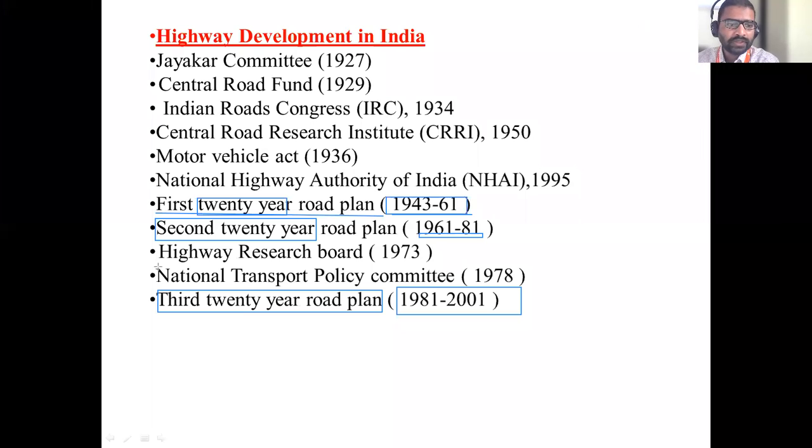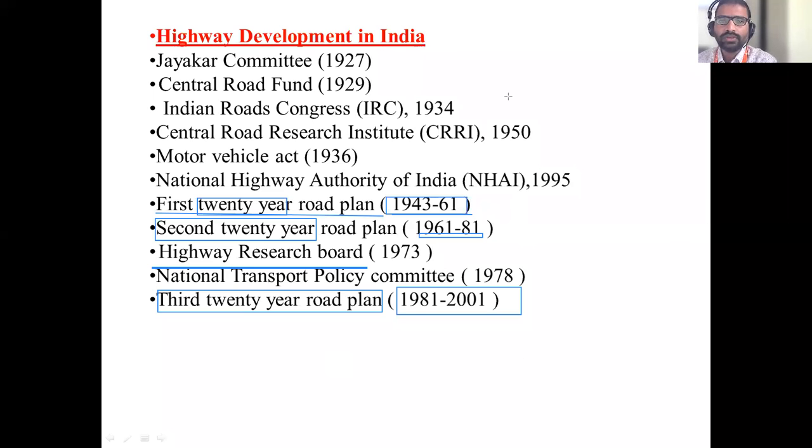Okay, in between, as per the first and second 20-year plans, there is the Highway Research Board, 1973. This Highway Research Board is established as per the recommendations of the second 20-year plan. The period of the second 20-year plan is 61 to 81, but this HRB was established in 1973. Okay, next, National Transport Policy Committee, 1978. This one is not that important, but only this much is important.